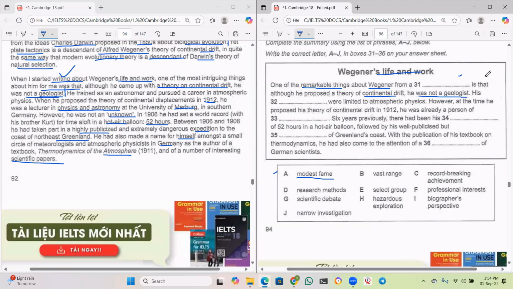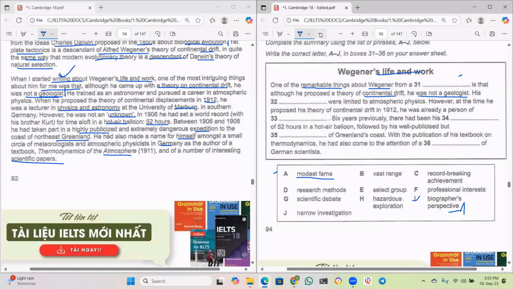From A, it says from A dash. Scientific debate, hazardous exploration, biographer's perspective, narrow investigation. See, when I started writing means a biographer's perspective, right? This author is the biographer of Wegener's life. So, from a biographer's perspective, he was not a geologist. That's what he says. So, writing is the right word, and the synonym for writing is biographer's perspective.